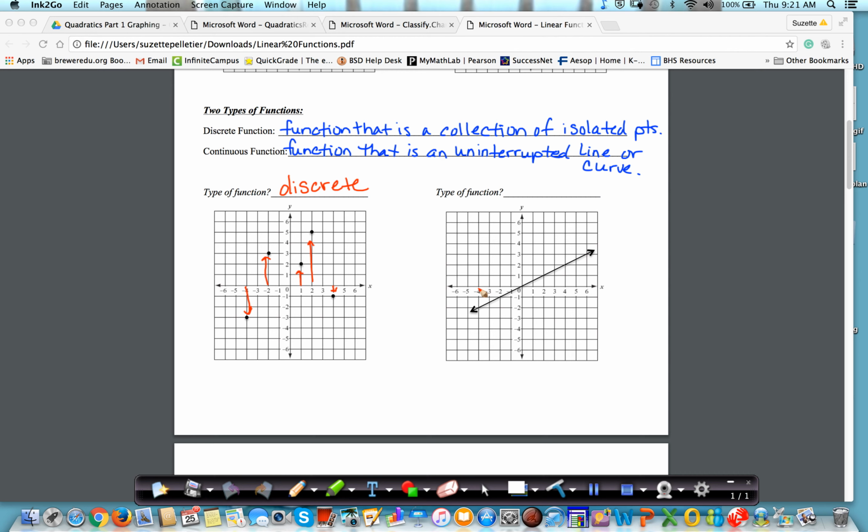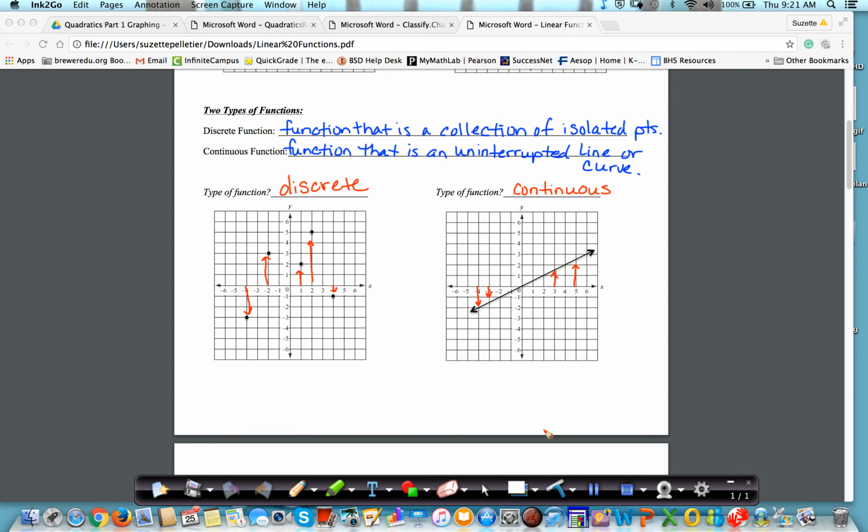And then this one, as you can see, again, at -4, I have 1 point, 1 point, 1, 1. So it's okay, it's a function. There's only one y value for every x value, and it is a continuous, uninterrupted line or curve. So this one is a continuous function. Okay, so that's the difference between discrete and continuous.